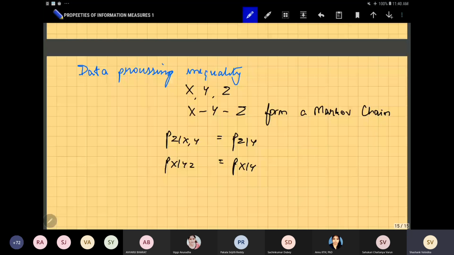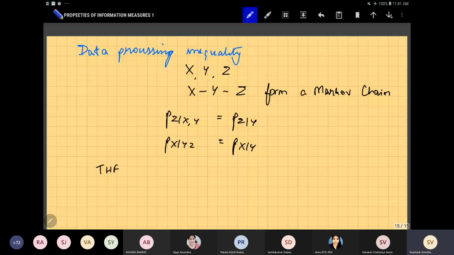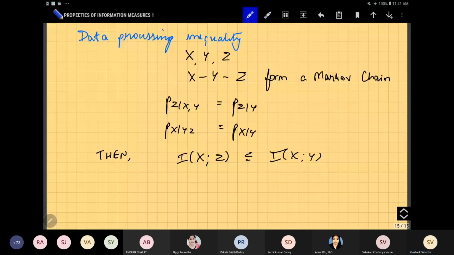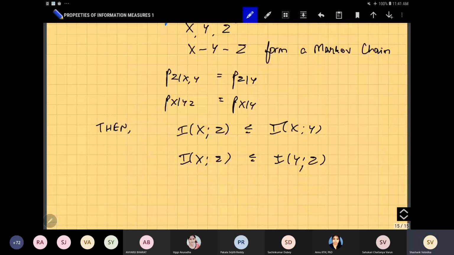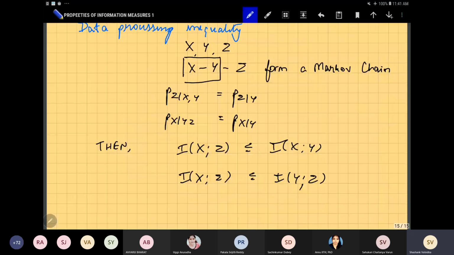So if we have these three random variables which form a Markov chain, then the mutual information between X and Z can be no larger than the mutual information between X and Y. And similarly, the mutual information between X and Z can be no larger than the mutual information between Y and Z. So basically, if you have a particular system X to Y, then no amount of post-processing can increase the amount of information that you get about X from Z.